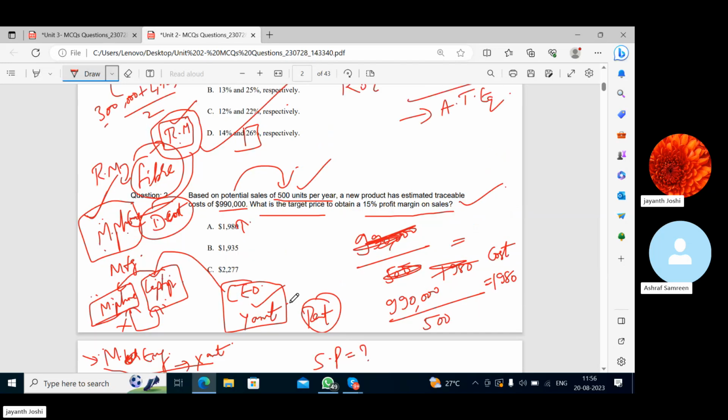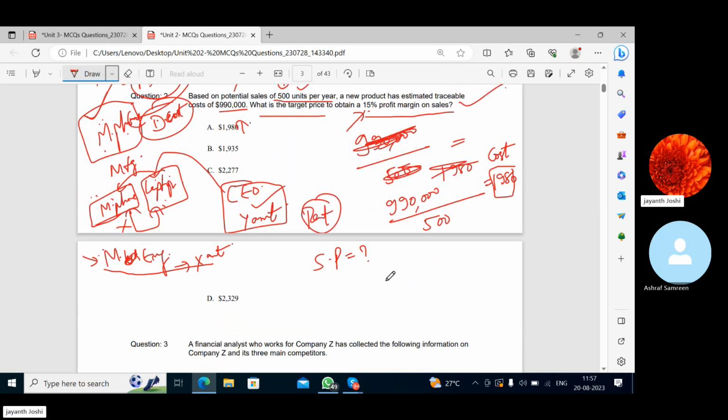Yeah. Selling price can only give you a margin. If you sell some particular item for some selling price, then only you can expect a margin. Correct? To find the selling price, I have already found the cost. Now I need to find the selling price. So it is profit margin on sales: 100 minus 15, 85. So this is the selling price, this is profit, this is the cost price. I will take 1980 here.